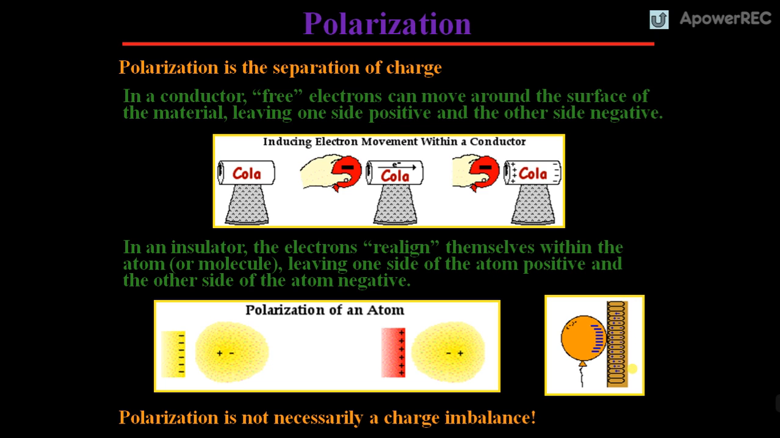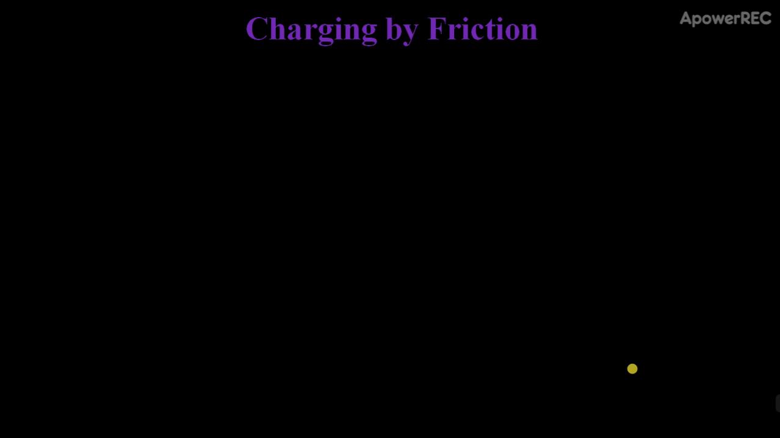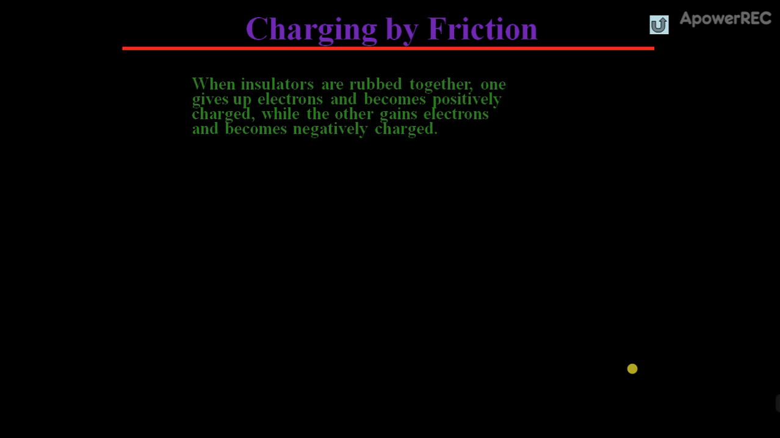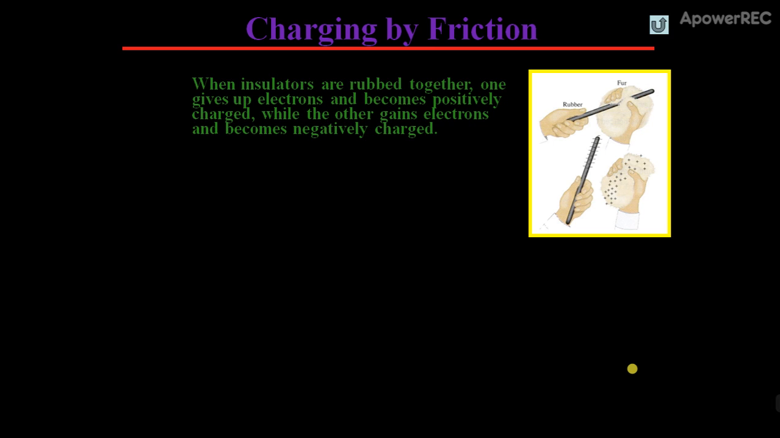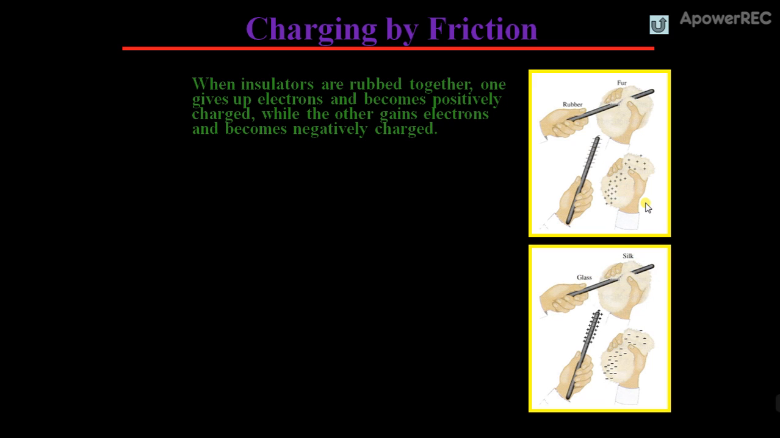Polarization is not necessarily a charge imbalance. Charging by friction. When insulators are rubbed together, one gives up electrons and becomes positively charged, while the other gains electrons and becomes negatively charged. Here, when we rub a rod with fur, the negative charge is placed on the rubber, and this woolen fur consists of the positives.